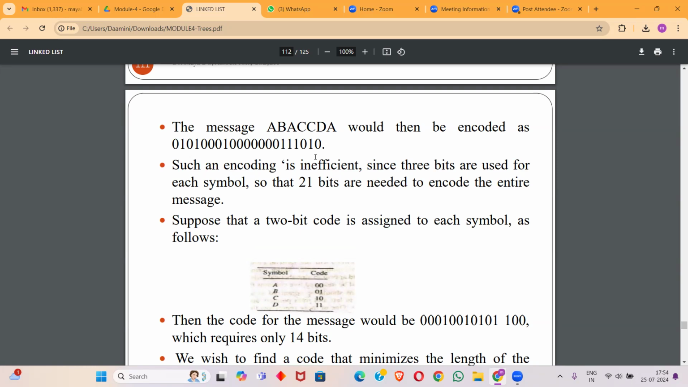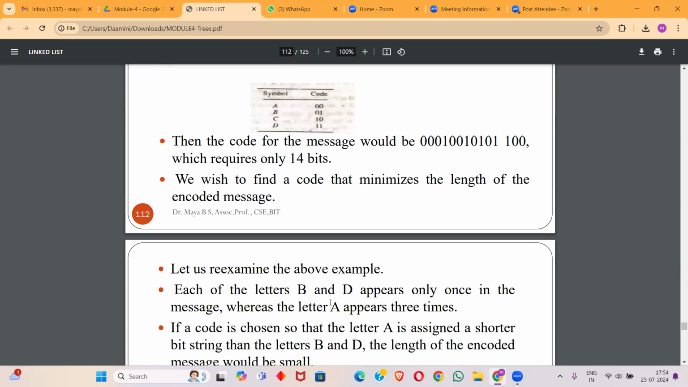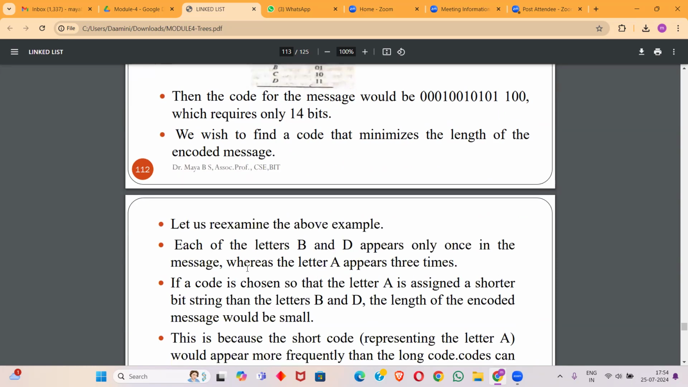Counting the occurrences: A occurs 3 times, B and D occur 1 time each, and C occurs 2 times. Depending upon that, I need to write the code. B has to be 1, D has to be 1, C is 2, and A is 3. So letters B and D appear only once in the message, whereas letter A appears 3 times.